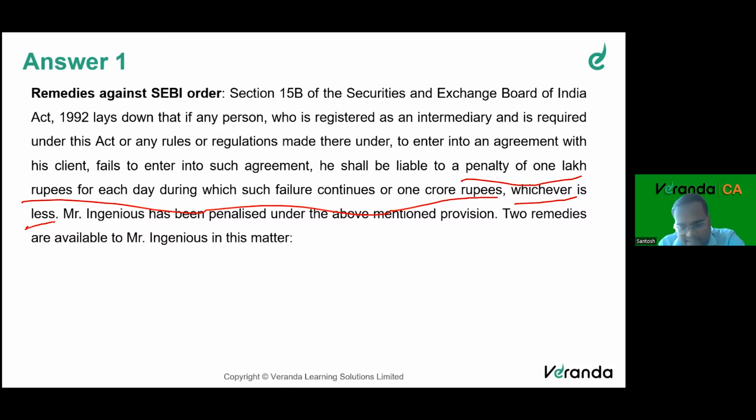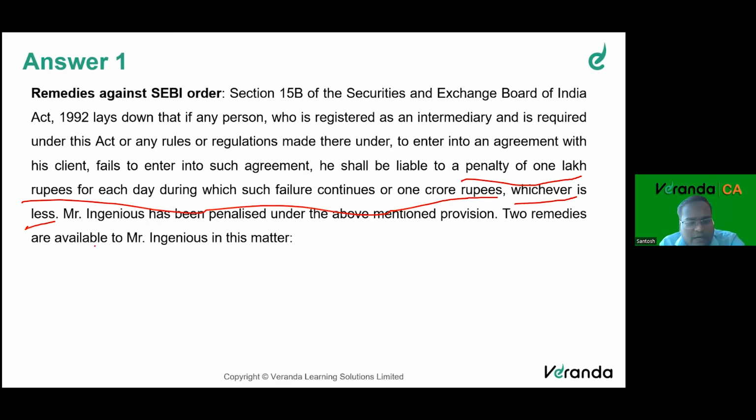So now let's take an example. This is continuing for 100 days. For the 100th day, the penalty is going to be 1 crore. Above that, it is going to be whichever is lesser. So you need to calculate in such a manner. Below 100 days, I'll take it as 1 lakh into the number of days. If it's above 100 days, it's going to be 1 crore rupees.